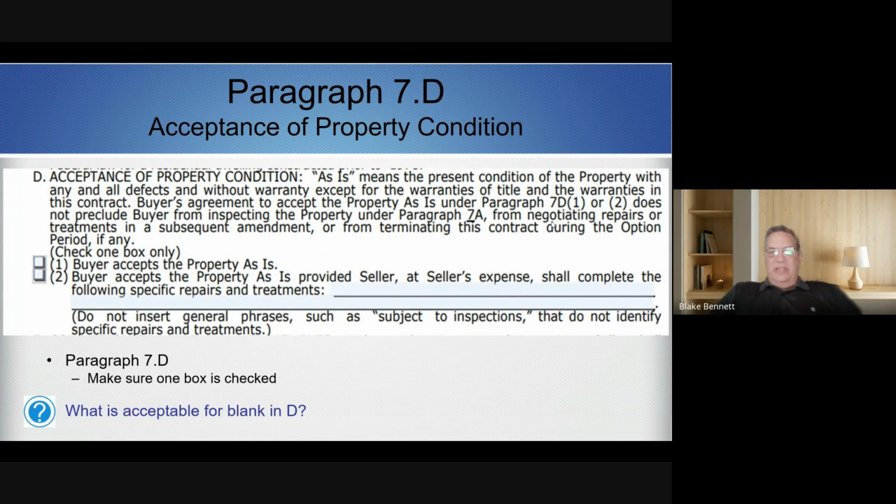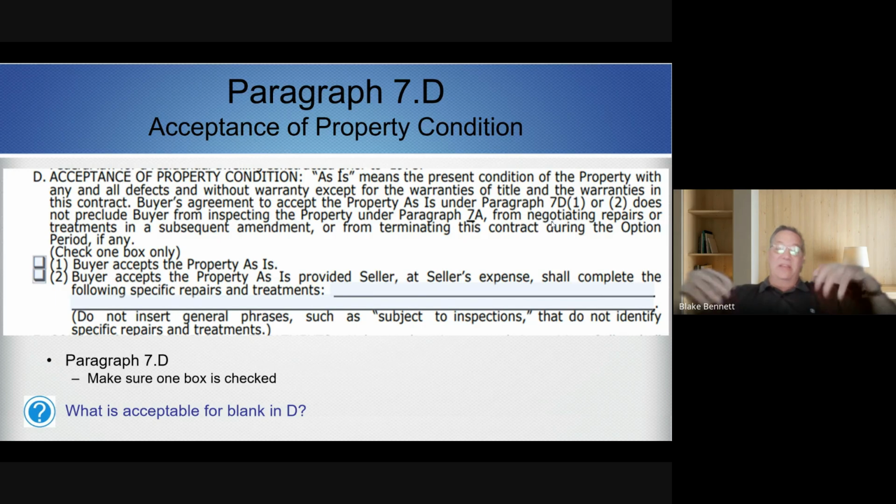Acceptance of the property condition. Paragraph 7D. Make sure one box is going to be checked. Does the buyer accept the property as is, or does the buyer accept the property that seller at seller's expense shall complete the specific repairs? What goes in D? Whatever there's a problem with.